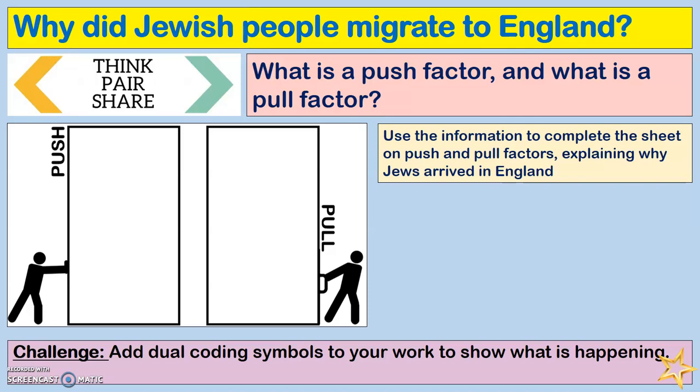And you are going to look at push factors and pull factors. So one example that you could have is that Jews were discriminated against in their homeland. That's a bad thing about where they were, so they were pushed out of that area. Okay? So read through the information and then just add in your information to here about the push and pull factors. So pause here and then come back when you've completed that.